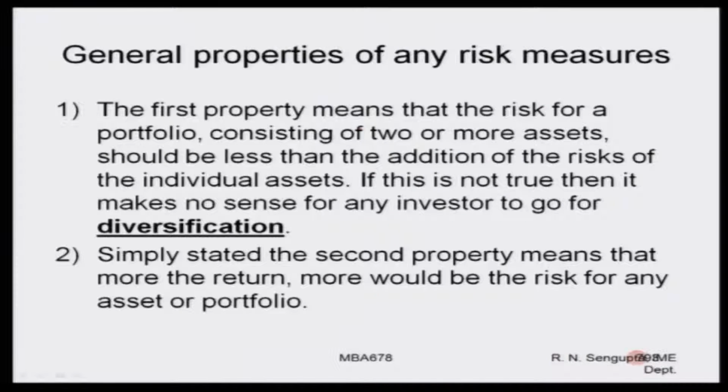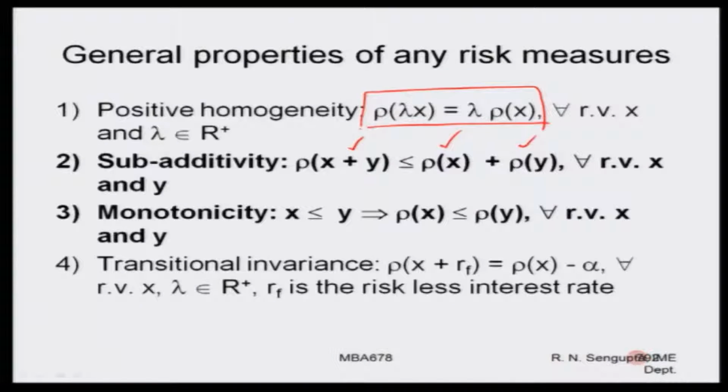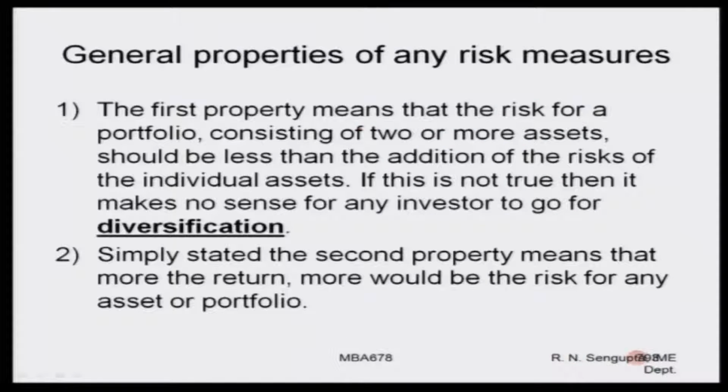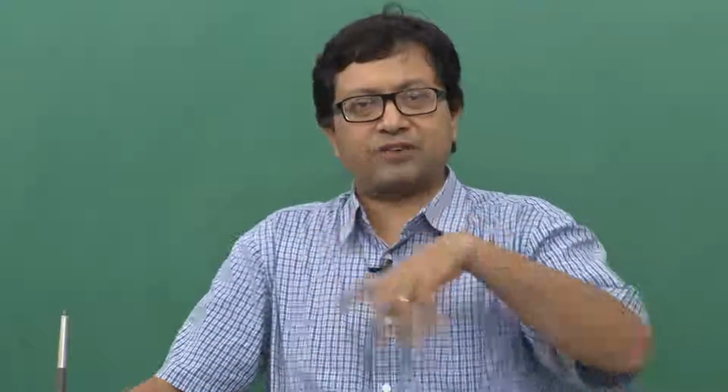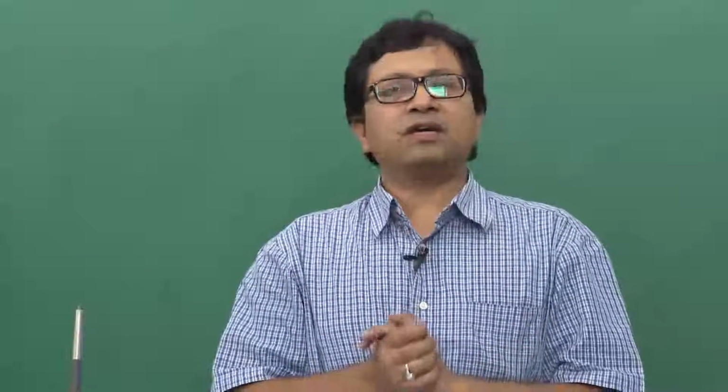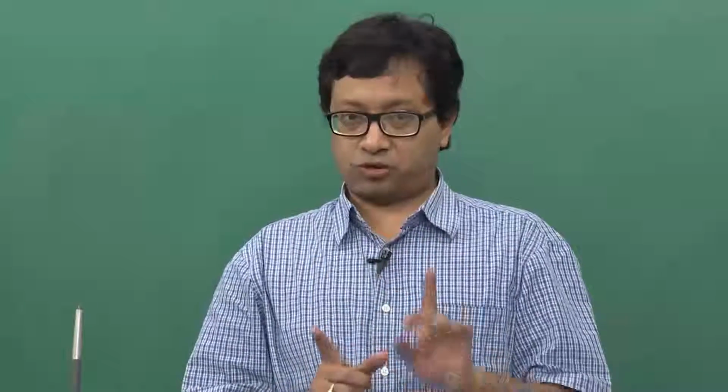Now, coming to the first property, technically I mean a combination of the first and the second in this slide. The first property means that the risk for a portfolio consisting of two or more assets should be less than the additive value of the risk, which we have already done. How? You remember we have done diversification, which means that the more you put your risk in different baskets, the overall combined risk decreases for the collective portfolio. This property may not hold true if you have non-normal or asymmetric distributions, remember that.